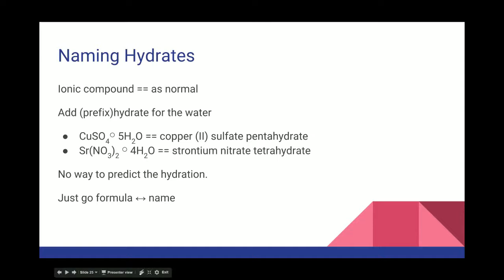Here we have strontium bound to nitrate. Strontium is an alkaline earth metal. It only ever takes a 2+ charge, so you don't need the Roman numeral. So it's strontium nitrate, then you have 4 waters, so tetrahydrate.